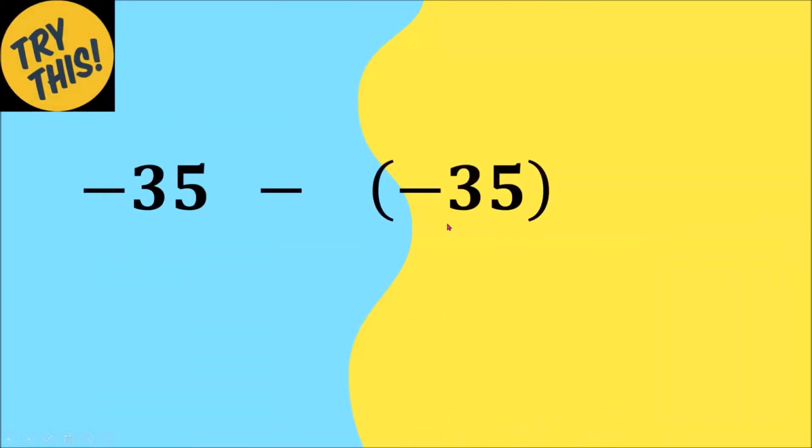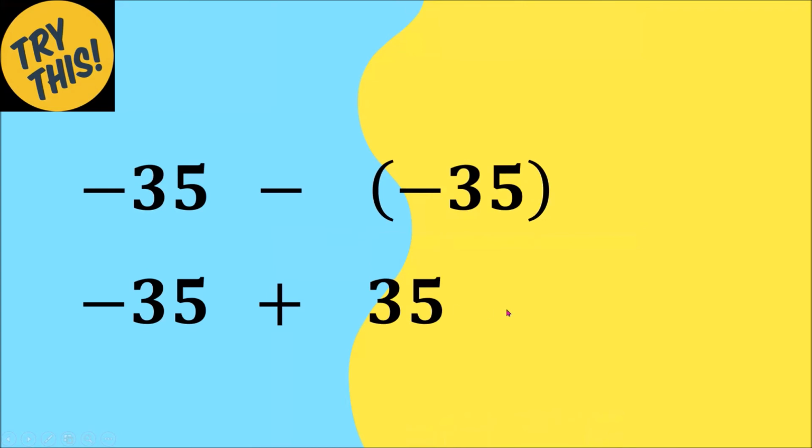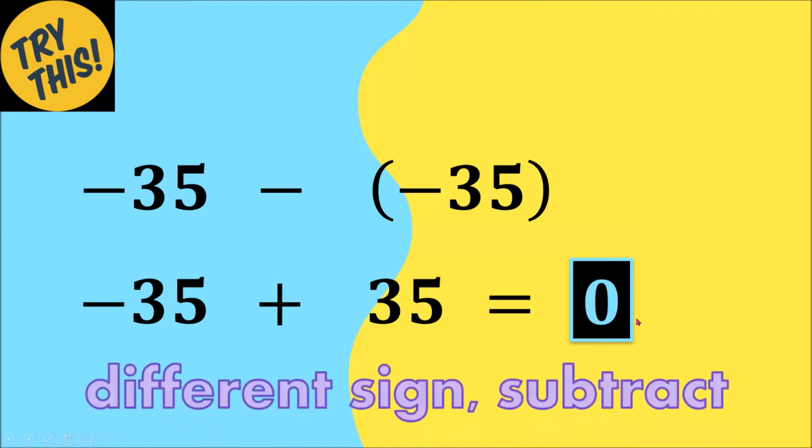Okay, next. Negative 35 minus negative 35. So just copy negative 35. The minus sign will become a plus sign, and then negative 35 will become positive 35. So they have different signs, so we need to subtract. What is 35 minus 35? 35 minus 35 is equal to 0. So different signs, subtract.